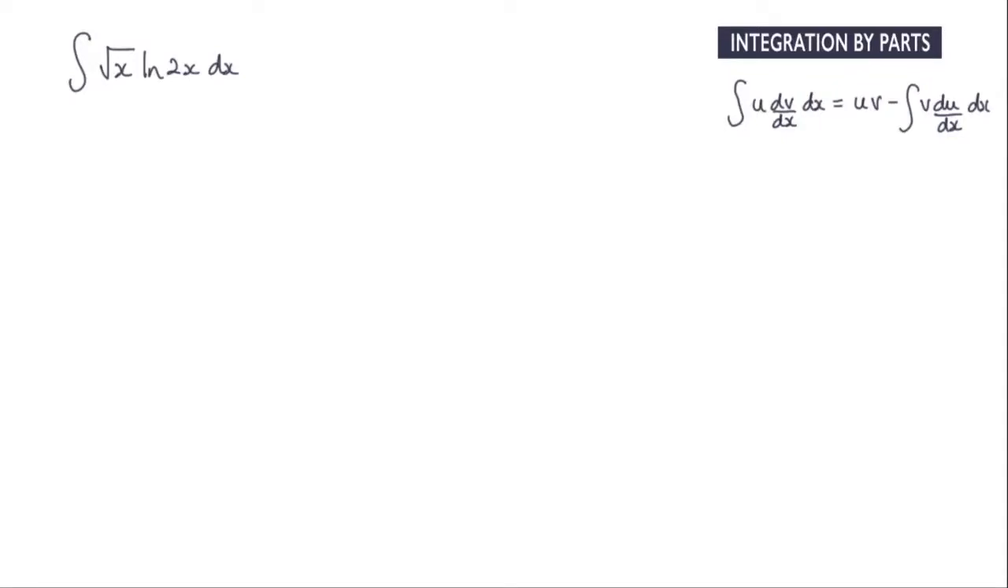In this question, we're asked to integrate root x log of 2x with respect to x. Now, the first thing I'm going to do here is just to change this root x to x to the power of 1/2. And we have log 2x with respect to x. And we're going to use integration by parts, and the rule is over here on the right-hand side, just as a little recap for you.